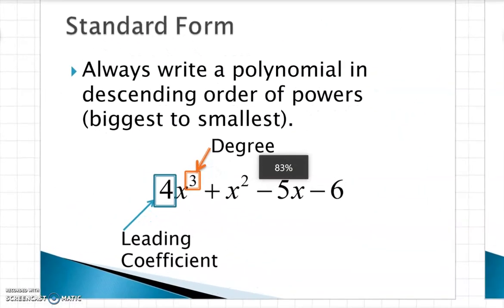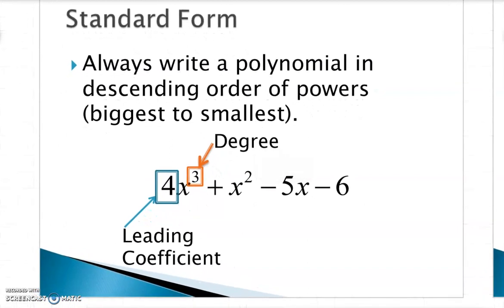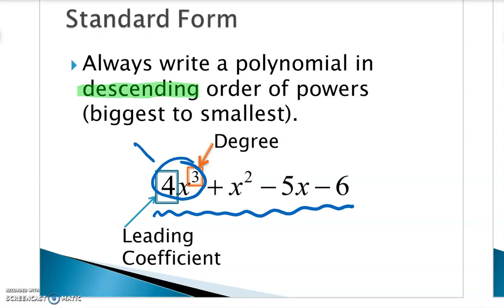Standard form. Always write a polynomial in descending order of powers, biggest to smallest. So in standard form, we want to write a polynomial in descending order of powers, meaning highest exponents come first. So this polynomial right here, 4x to the 3rd power, is going to be listed first. Why? Because 3 is its exponent. It's the highest exponent of any of the other terms. We call that a degree. Its degree is higher than any of the other monomials. Therefore, it's listed first.